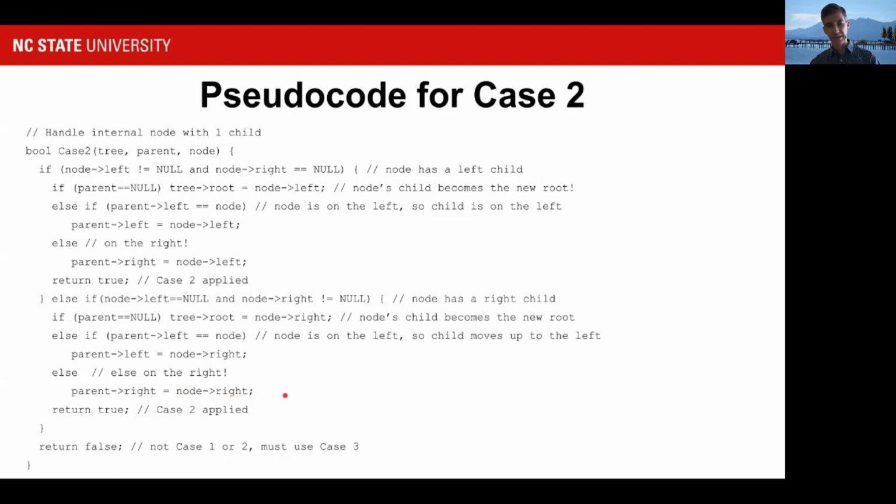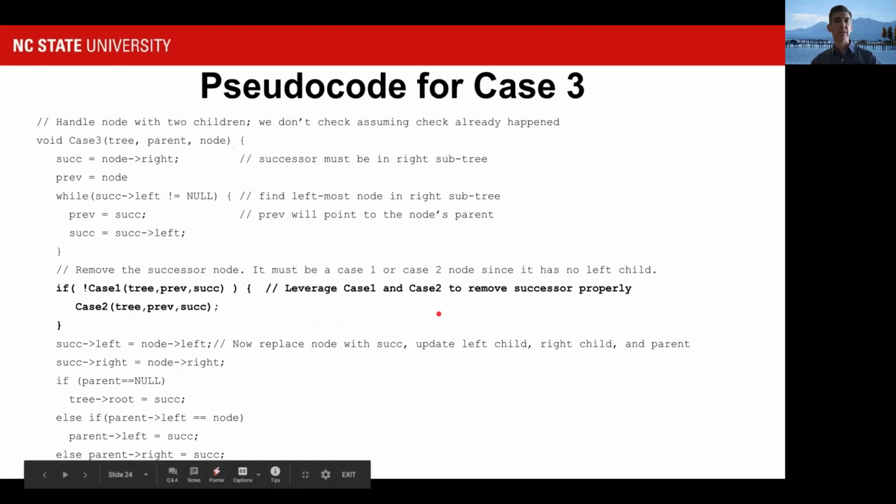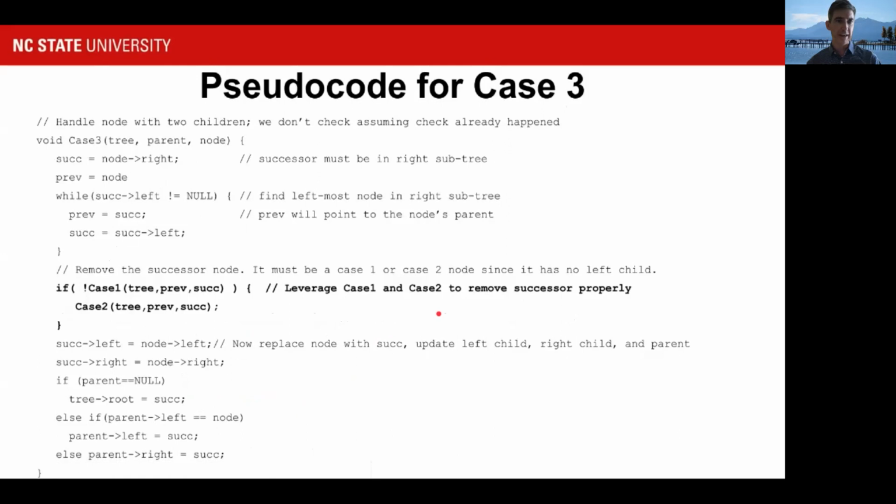And that handles the scenarios we need to handle for removing an internal node with one child. Okay, and then for the pseudocode for case 3, we need to handle the case where we have a node with 2 children.